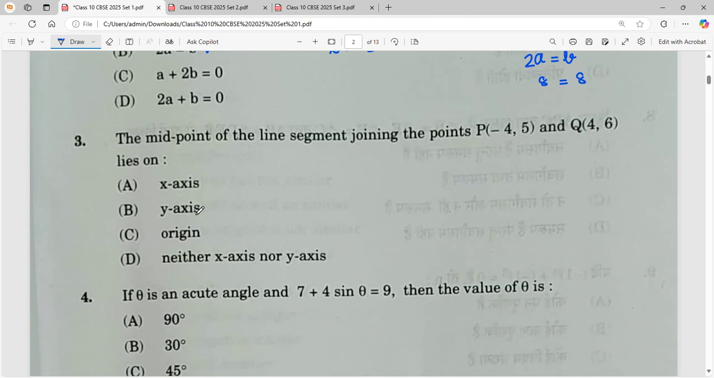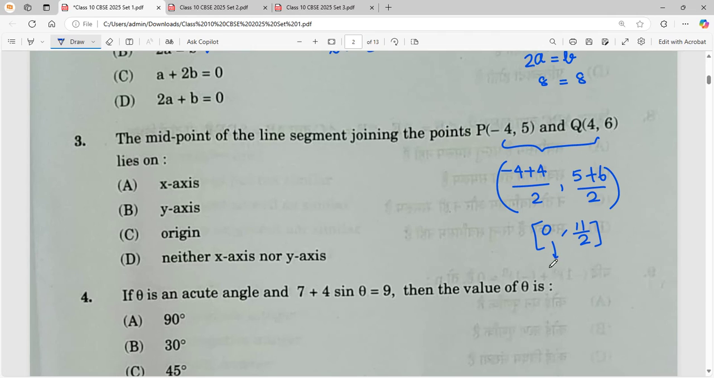The midpoint of the line segment joining the points P(minus 4, 5) and Q(4, 6) lies on which axis? The midpoint of these 2 points is minus 4 plus 4 divided by 2, which is 0, and 5 plus 6 divided by 2, which is 11 by 2. So (0, 11 by 2) is a point on the y-axis, because its x-coordinate is 0. So the answer for this question is option B.